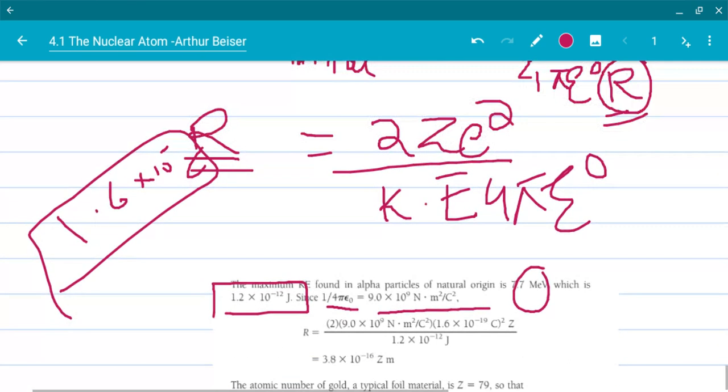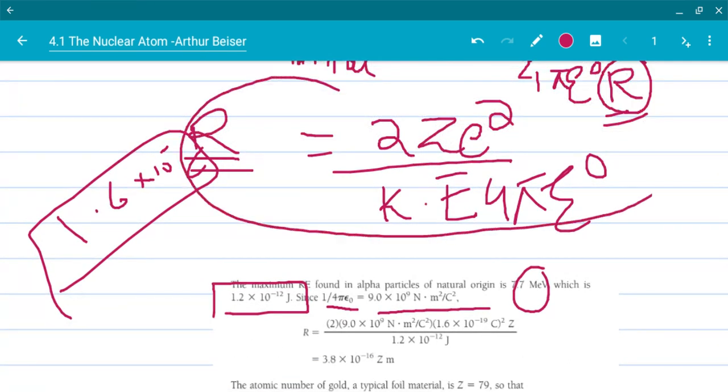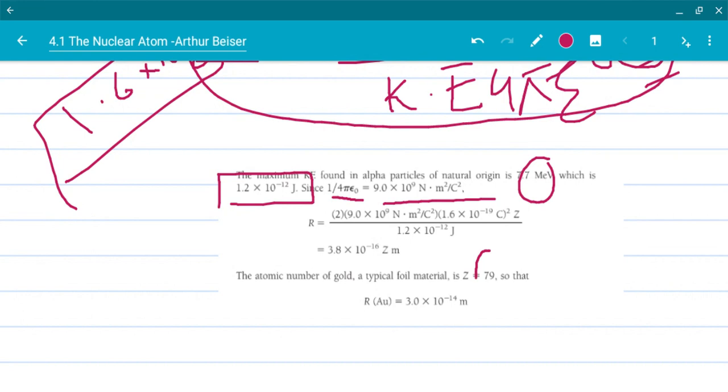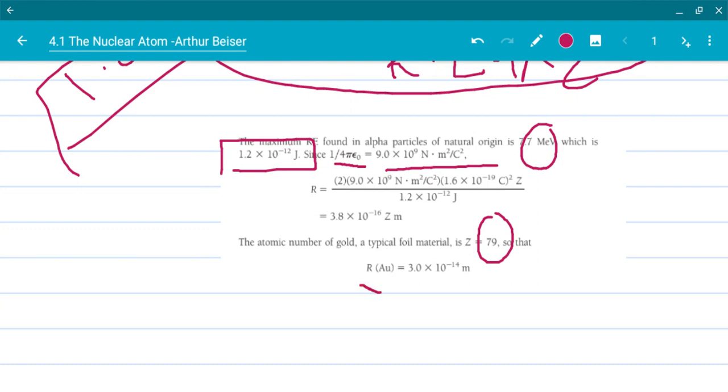Now you can simply substitute everything into this equation, including Z. Z is basically going to be the atomic number of the atoms of the metallic foil. In this case it was gold, and gold has an atomic number of 79. All of that would be substituted into this equation, and the distance of closest approach is going to be 3 × 10⁻¹⁴ meters.